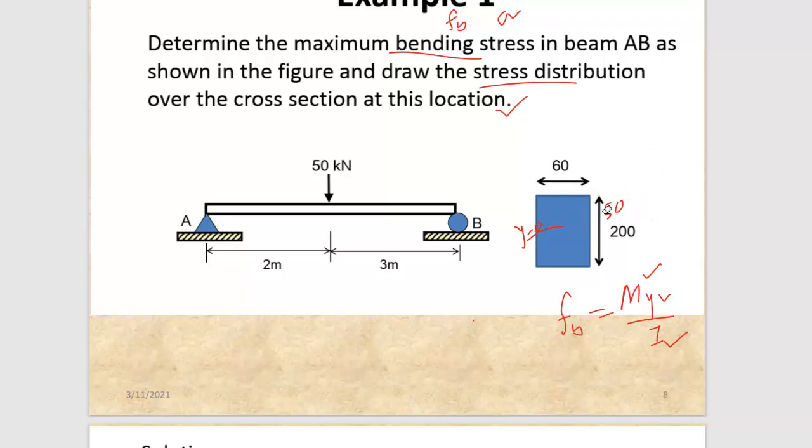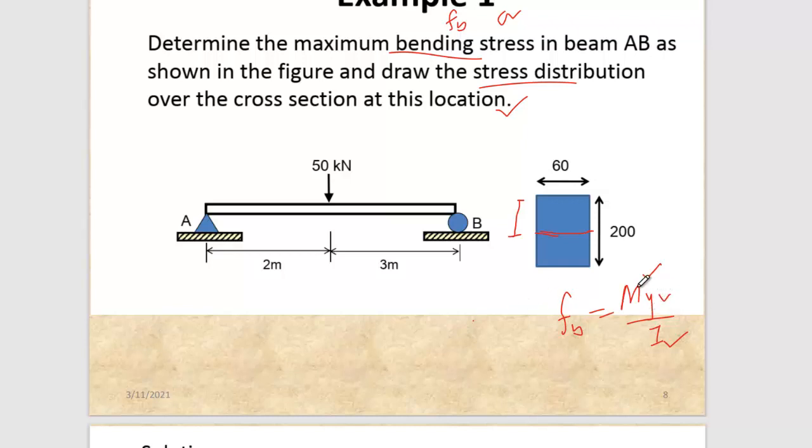These three values you can use, or you can consider 25, 50, 75, 100, because this is 200, this is 200. From the neutral axis it would be how much? 100, maximum 100, right? Okay. The calculation of I for this kind of rectangular section is very easy, bh cube by 12, right? And now the challenge is y. So y can be calculated.